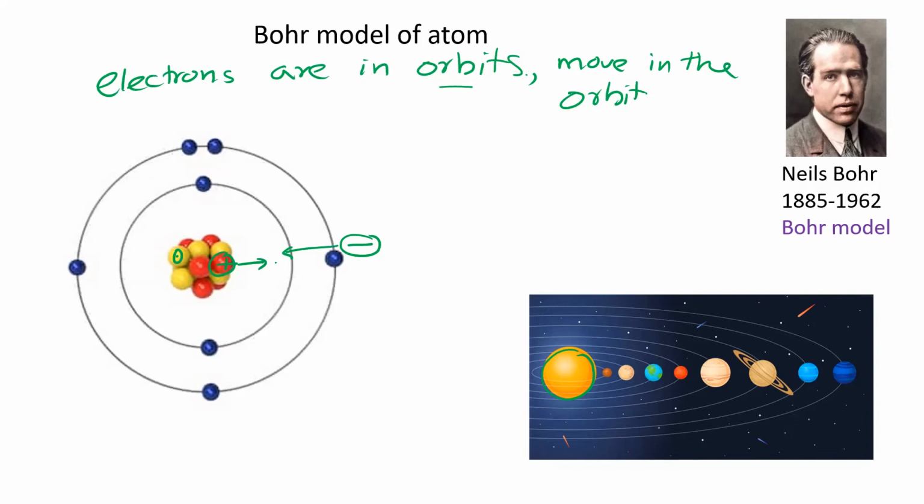In that case, this electron should go and fall into the nucleus. That means an electron cannot exist in an orbit like this, because opposite charges attract, and the positively charged nucleus is going to suck the electron into the nucleus. But that doesn't happen. So how and why does that not happen? Why does the electron not fall into the nucleus?